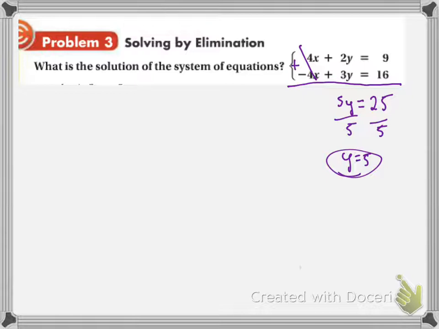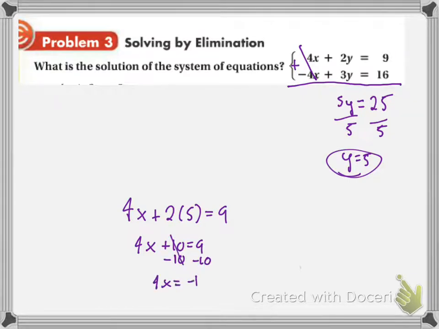From here, similar to in substitution in that last step, I'm going to plug 5 in for y, and that way I'll find x. I'll do the first equation this time. 4x plus 2 times 5 equals 9. Subtract both sides by 10. Divide by 4, and I'm left with x is negative 1 over 4.